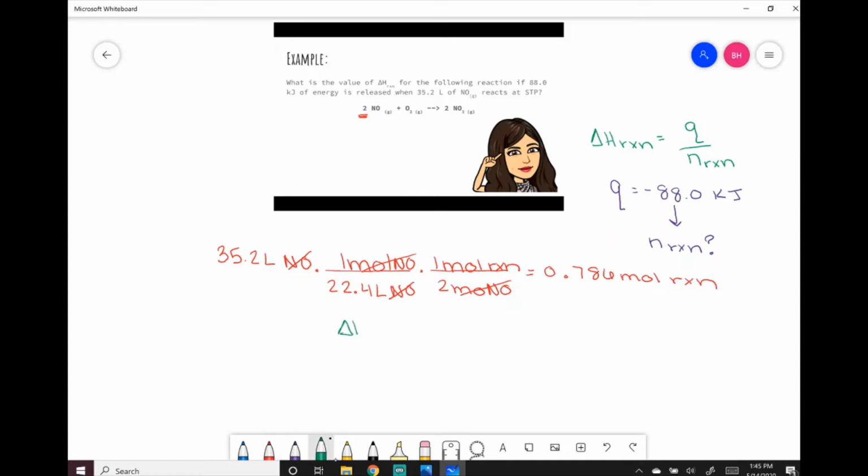So we have delta H of our reaction is equal to negative 88 kilojoules divided by 0.786 moles of reaction. And so what you end up getting is negative 112 kilojoules per mole. Now, since this is negative, if I wanted to, I could plug this into my equation and create a thermochemical equation with this by putting plus 112 kilojoules, because for this reaction, I would release 112 kilojoules because that's negative.